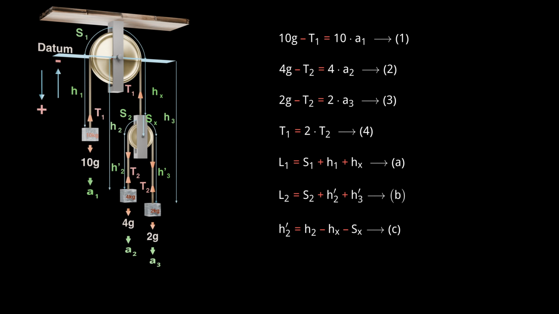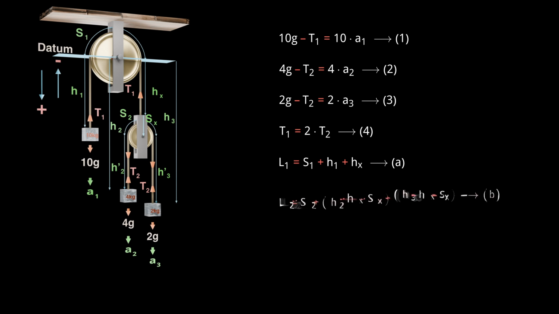Similarly, we can write an expression for H3 prime as H3 prime equals H3 minus Hx minus Sx. Here, H3 is the distance from the datum to the 2 kg mass. Using the expressions for H2 prime and H3 prime, we can now rewrite the total length of the second rope, L2, as follows. This is the simplified expression for L2, with all varying measurements taken from the datum, consistent with the system's geometry.